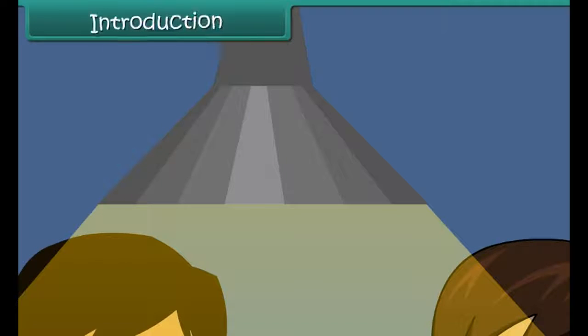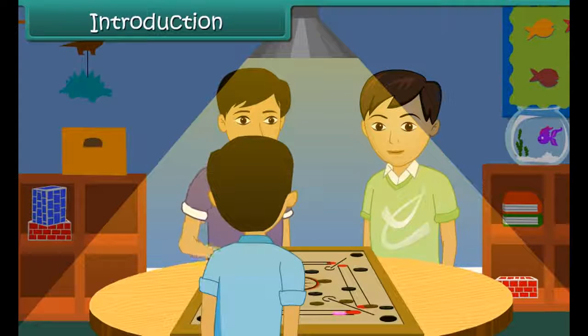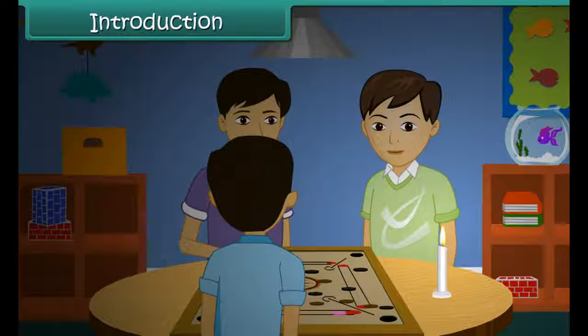Introduction. It is summer vacations. Friends have gathered at Mohit's place to play a game of carom. During the game, the electricity went out. Mohit went and brought a burning candle to finish off the game.